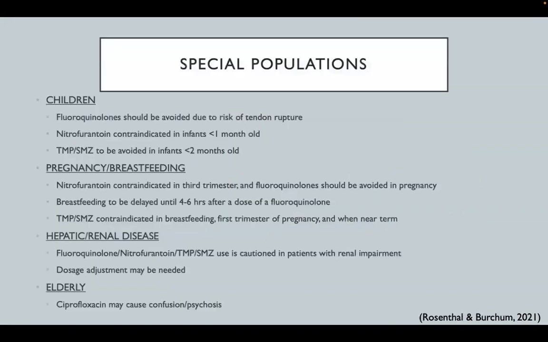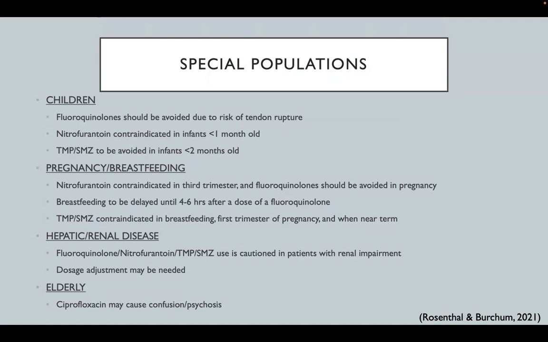Some considerations for special populations. So for children, fluoroquinolones should be avoided due to the risk of tendon rupture. Nitrofurantoin is contraindicated in infants less than 1 month old. Bactrim is to be avoided in infants less than 2 months old. Pregnancy and breastfeeding considerations. Nitrofurantoin is contraindicated in the 3rd trimester, and fluoroquinolones should be avoided in pregnancy altogether. Breastfeeding is to be delayed until 4 to 6 hours after a dose of a fluoroquinolone.